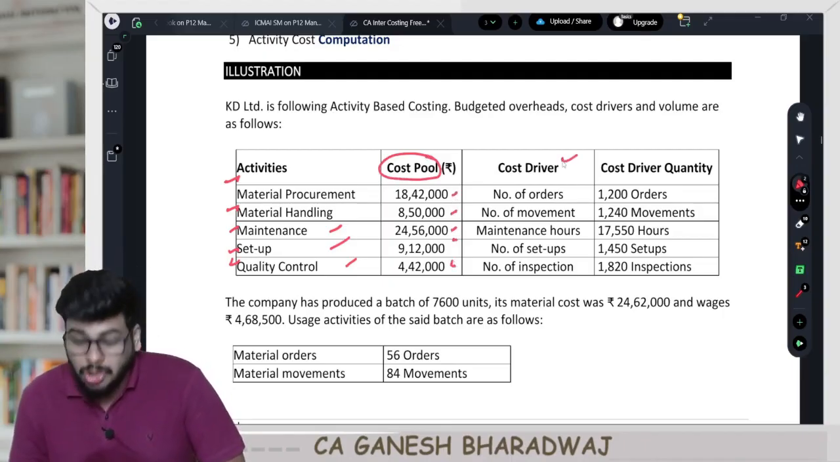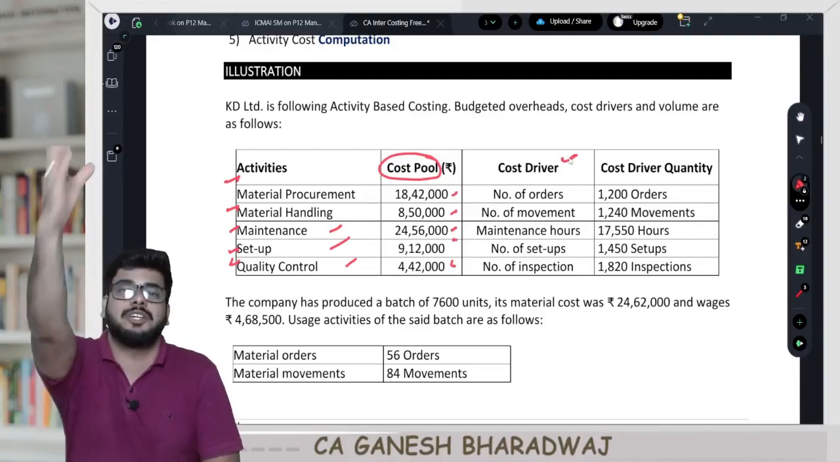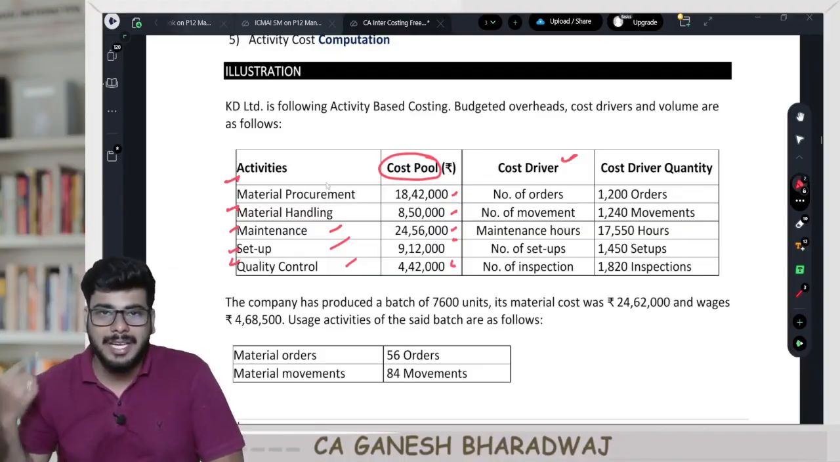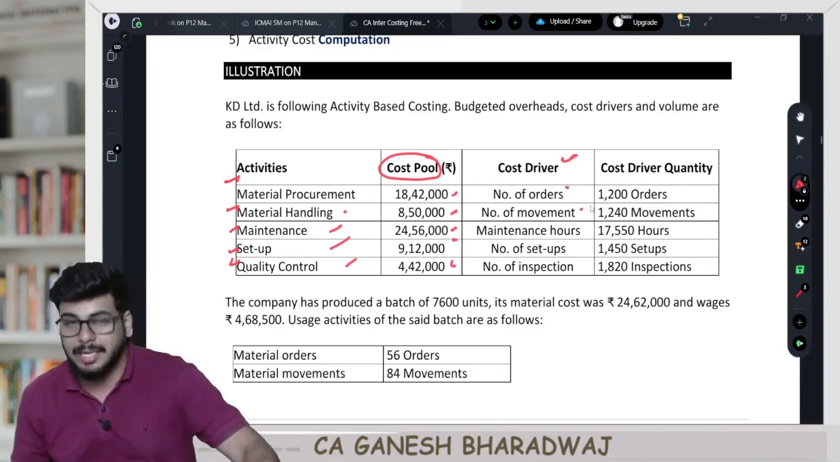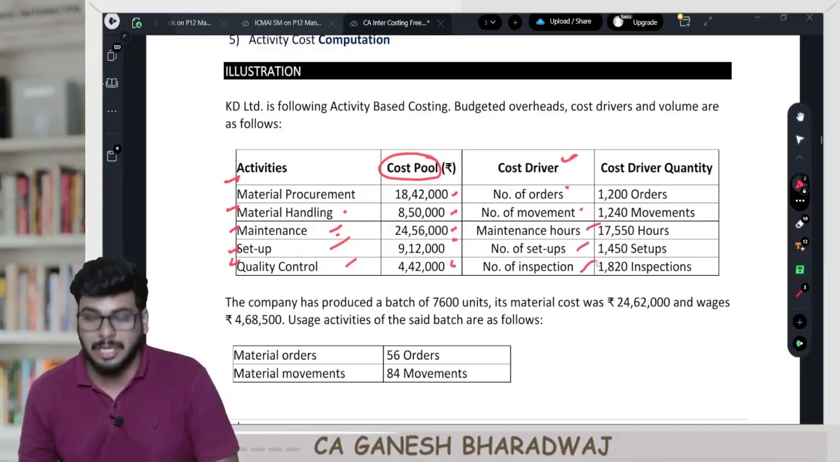Now they've also given the cost driver. What do you mean by a cost driver? The factor that drives that particular activity's cost. This is nothing but the base quantity. So material procurement activity is driven by what? Number of orders. Clear with this? Material handling is driven by the number of movements. Maintenance, maintenance hours. Setup, number of setups. Quality control, number of inspections.